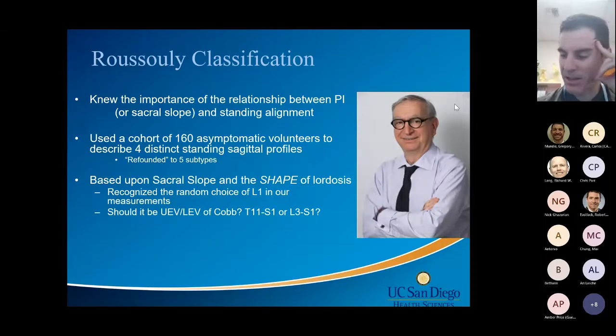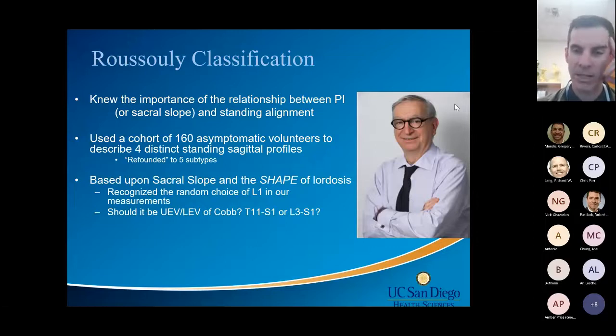One of the very interesting things, if you read these papers and think as you read them, is that he realized the random choice of L1 in our measurements as the upper end vertebra of lordosis. In some patients, L1 to L3 is kyphotic. So L1 to S1 is not your maximum measure of lordosis, nor will it provide you with useful information. And that's probably how we want to stray a little bit with doing ACRs up at L1, L2 and thinking we were doing a great thing when in fact we were making very difficult problems to fix.